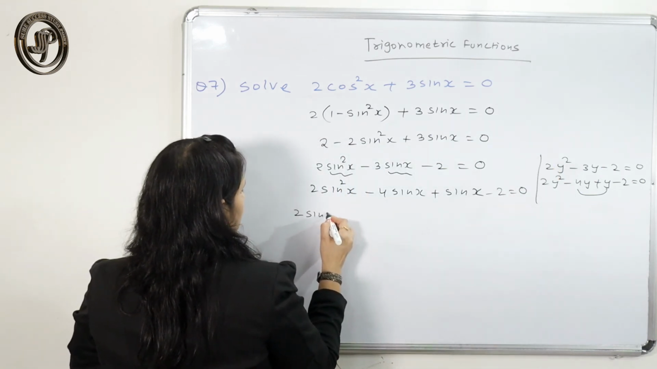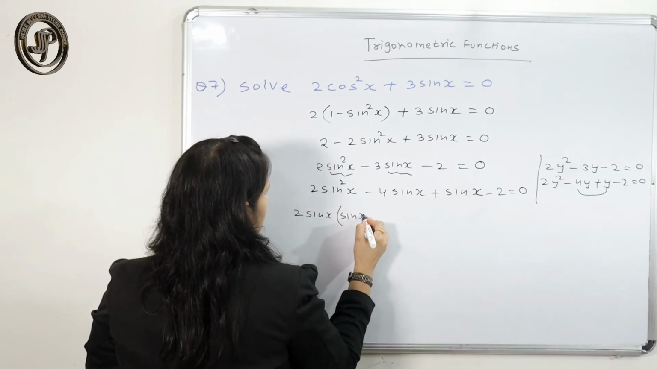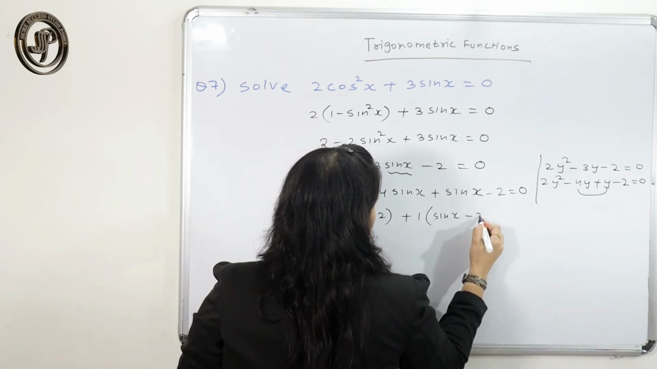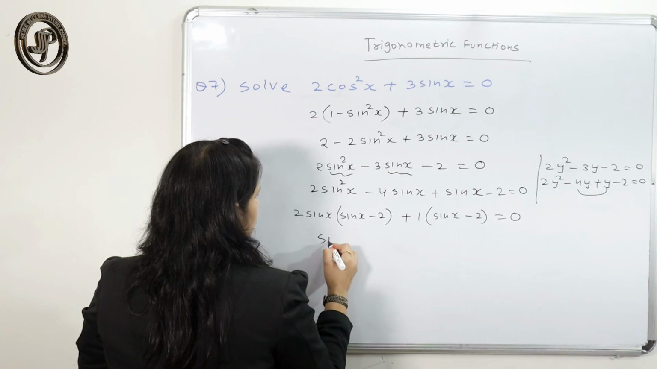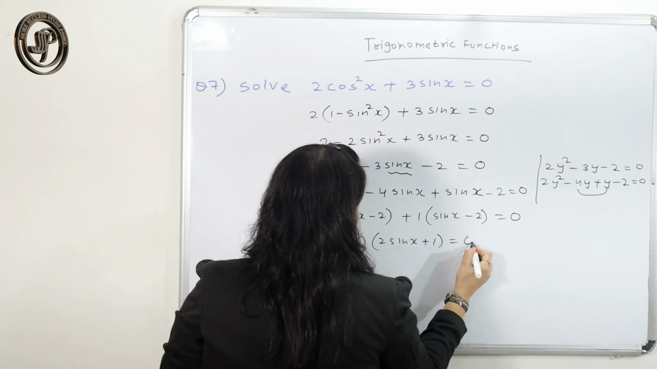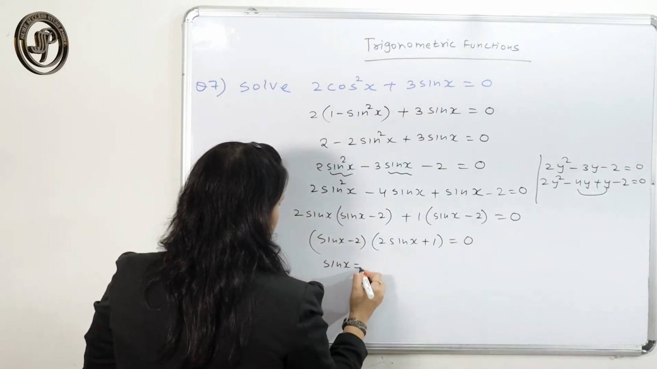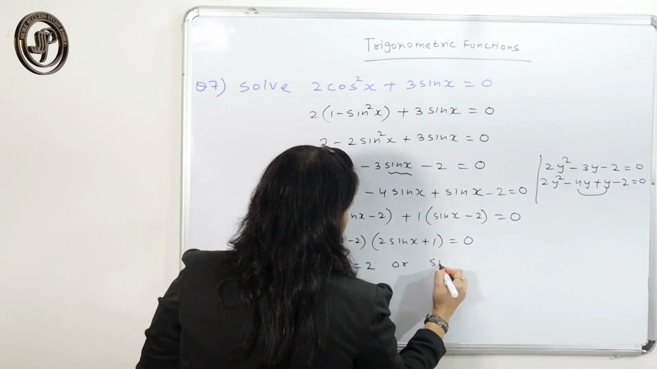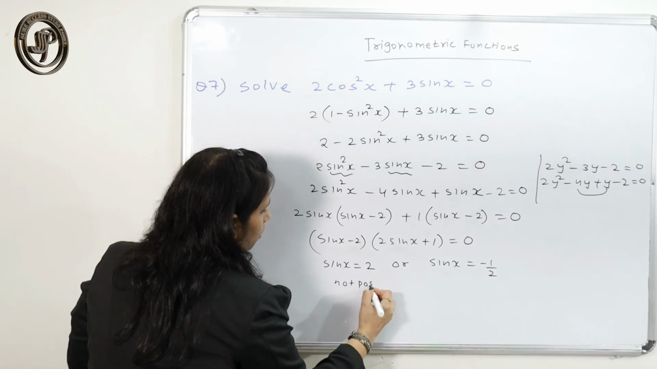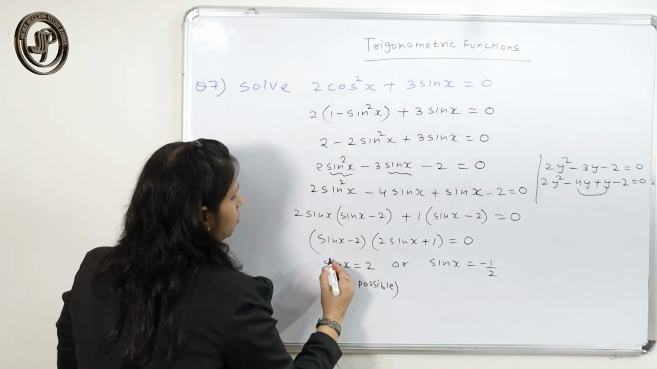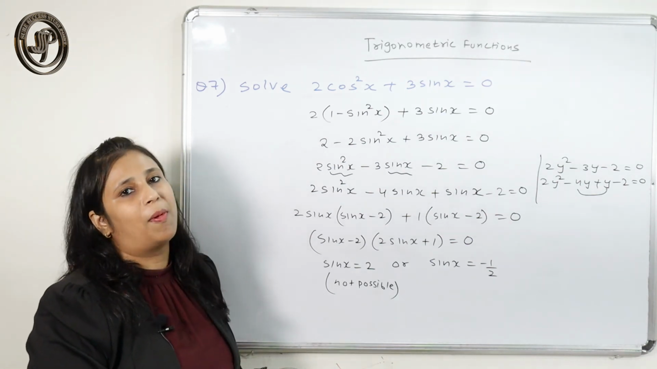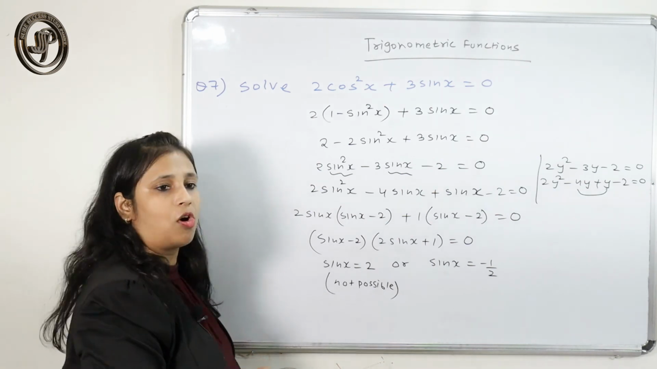So you can take 2 sine x common. So here it is sine x minus 2, and from here you can take 1 out. So it is sine x minus 2 is equal to 0. So sine x minus 2 and 2 sine x plus 1 is equal to 0. Here your sine x is equal to 2, or sine x is equal to minus 1 by 2. Here you will write not possible. Why not possible? Because we have learned that the range for sine x is minus 1 to 1 only. So 2 is not possible.